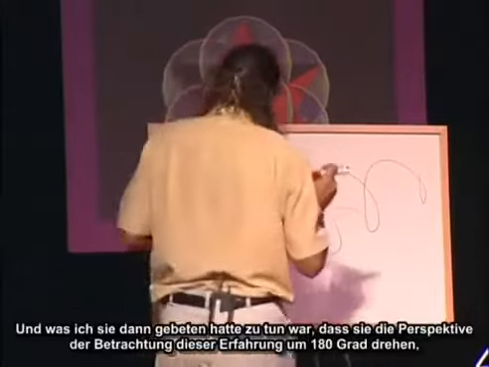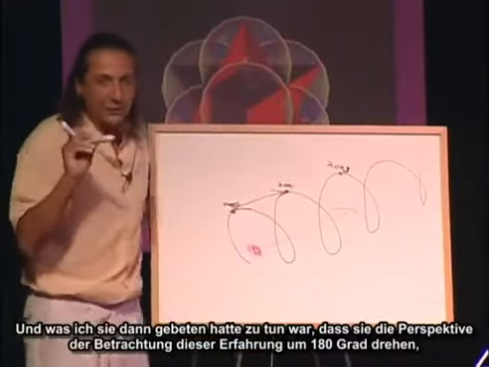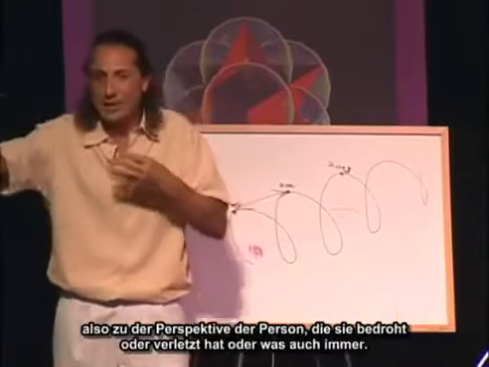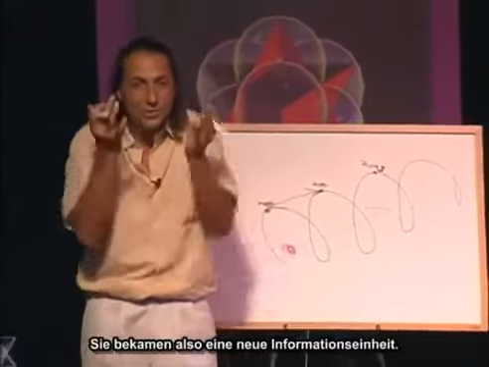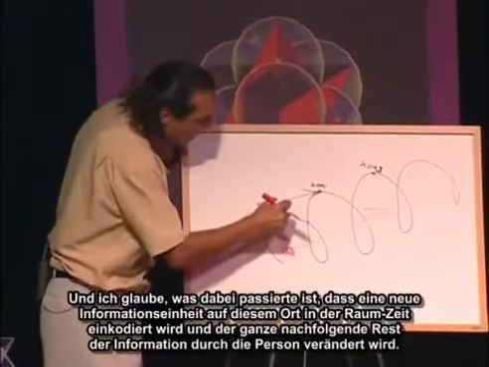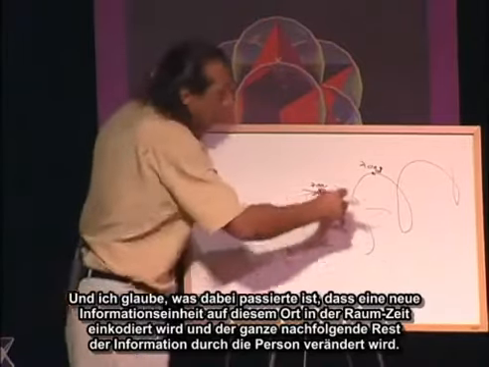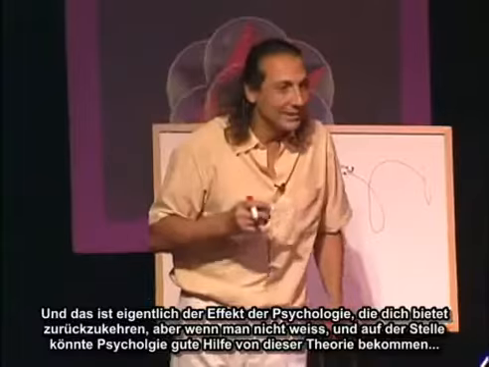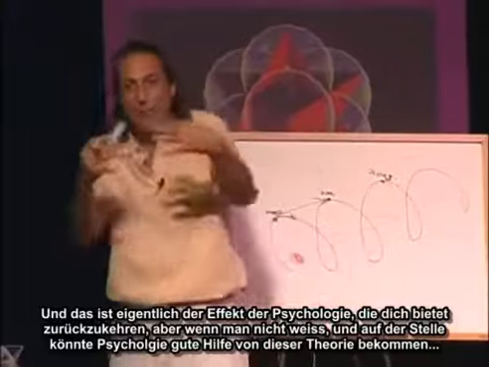And then what I ask them to do is to change their visualization of that experience from their perspective to the 180-degree perspective, like to the perspective of the person that assaulted them or whatever. And then they get a new set of information. And what I believe happens is that new set of information is encoded in that place in space-time. And so all of the rest of the information is changed from there on. And that is actually the effect of psychology, asking you to go back to an instance.